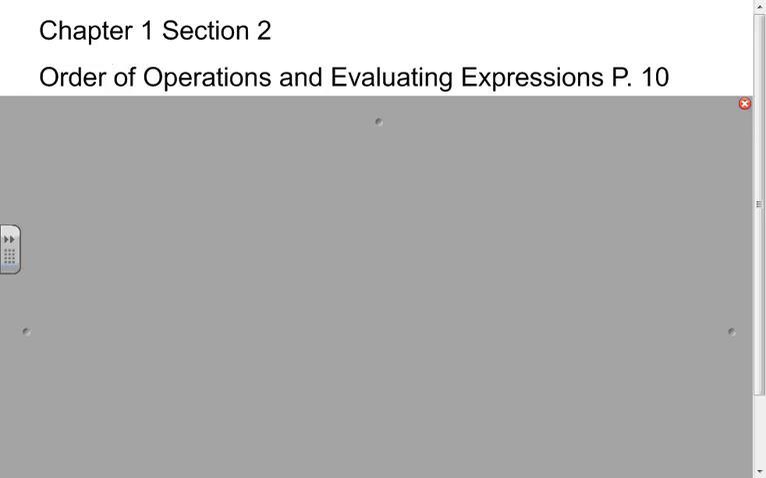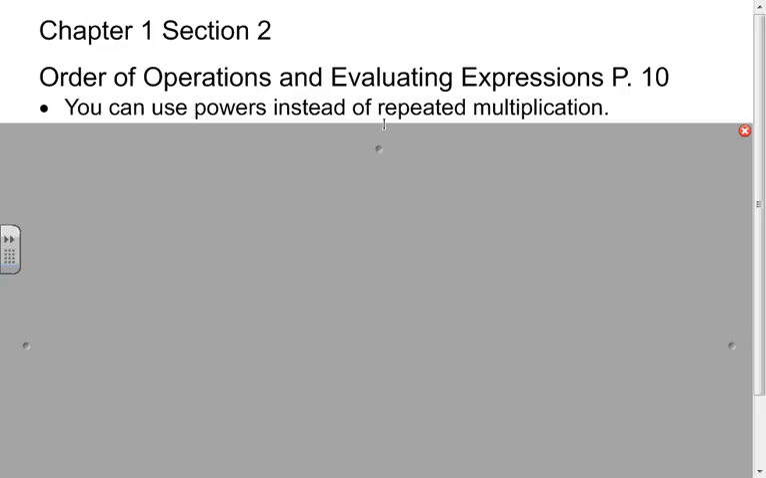Hey everybody, Chapter 1, Section 2. The title is Order of Operations and Evaluating Expressions, and it begins on page 10. You can use powers instead of having to multiply over and over again. So instead of 3 times 3 times 3 times 3, I can rewrite that using a power.